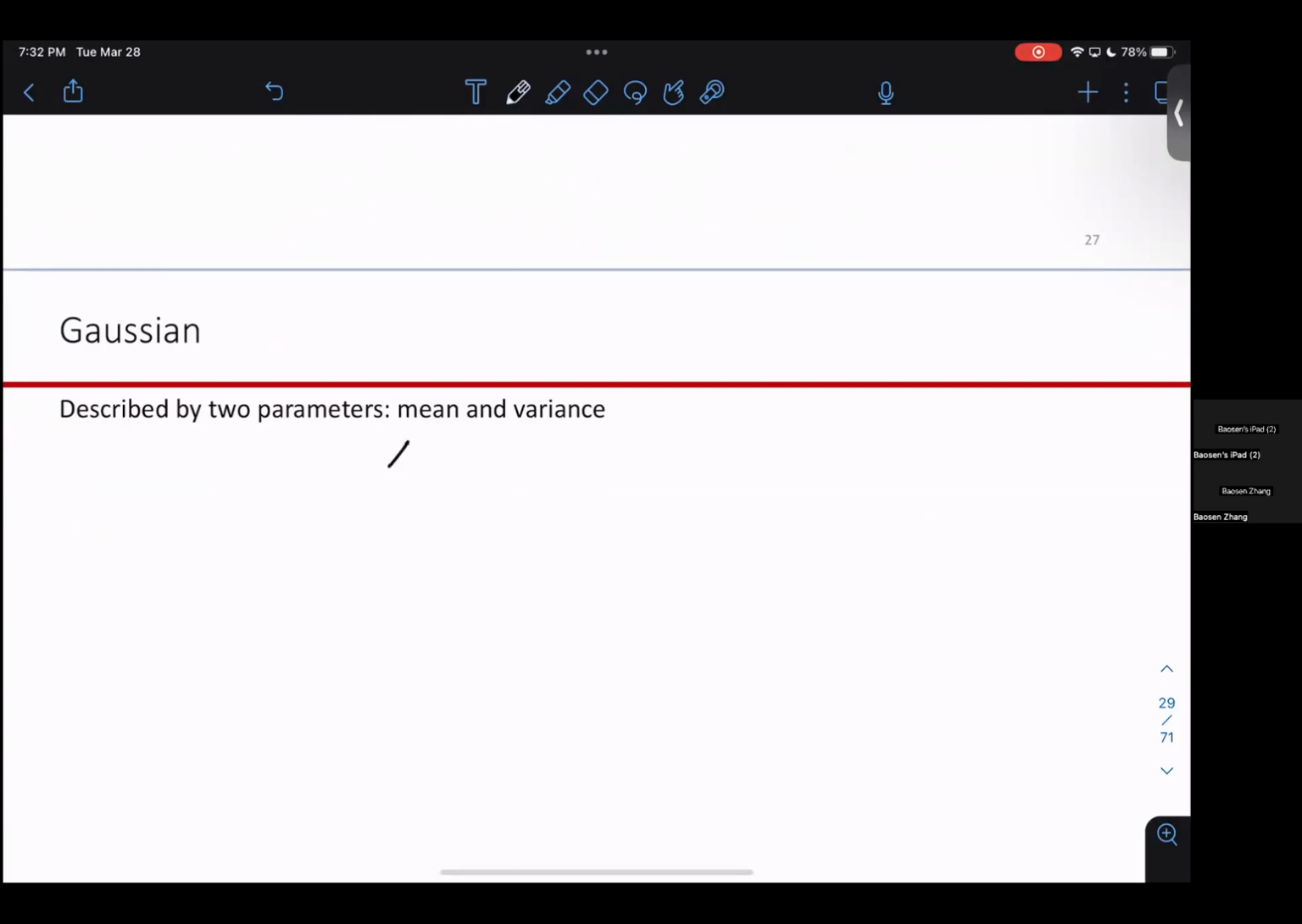Gaussian has two parameters, a mean and a variance, mu and sigma squared. And then what you have is a distribution f of x equals e to the, okay, so this is just our normal distribution that we have.